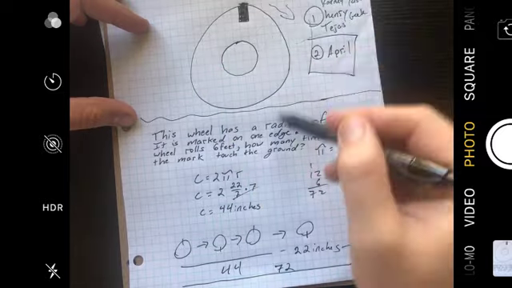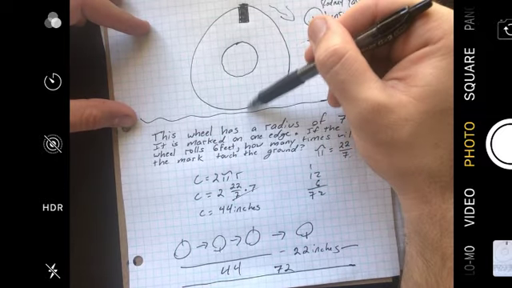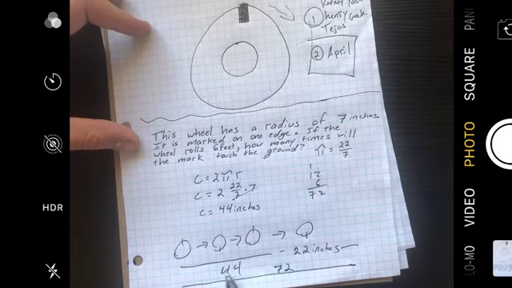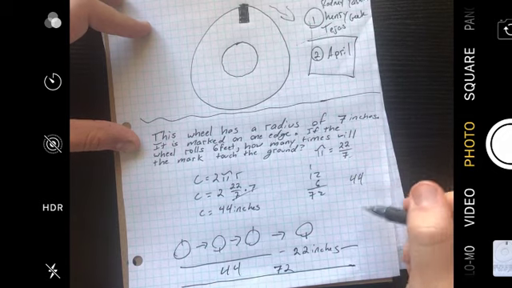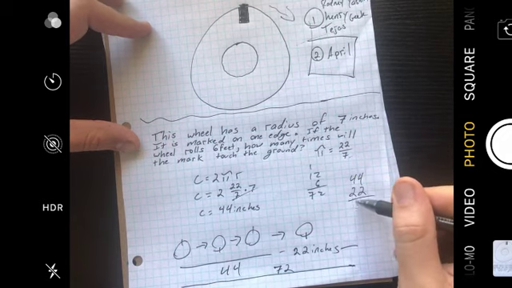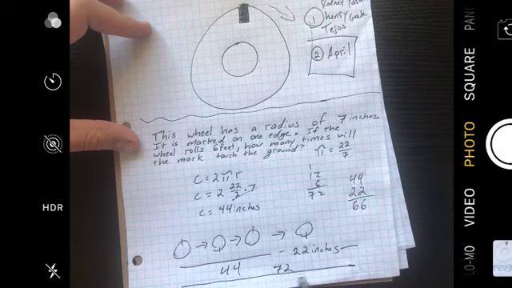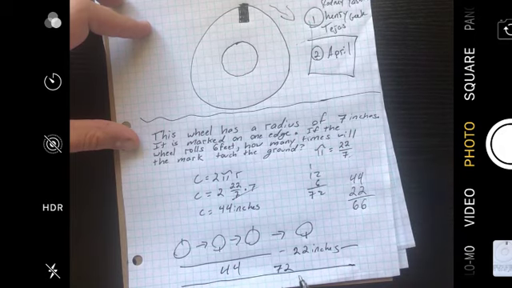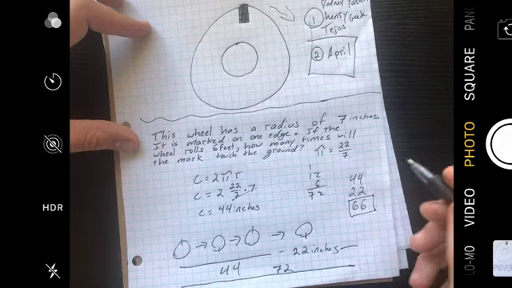Because it's like one full roll and then one half roll and it'll touch. And if it does one full roll, 44, one half roll, 22, that's 66 inches and that's still with plenty of space left. So yeah, it's going to touch down twice.